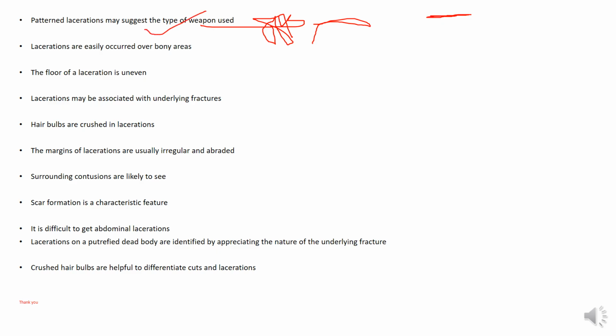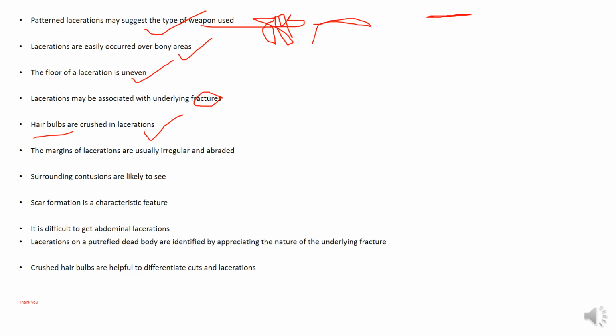Lacerations easily occur over bone areas, yes, because of the underlying support. The floor of a laceration is uneven, correct. Lacerations may be associated with underlying fractures, yes, definitely, that obvious fact. Hair bulbs are crushed in lacerations, yes, it's crushed. In case of a cut, it is cut.